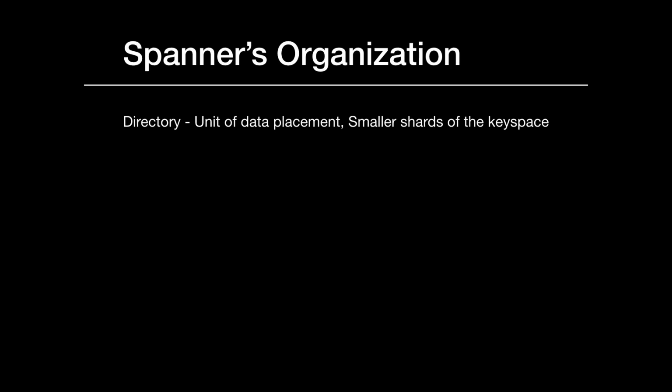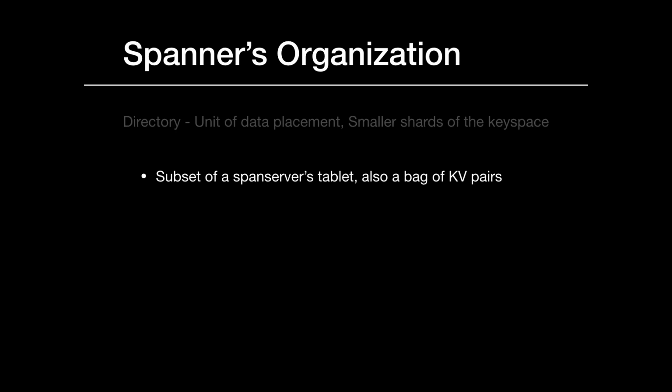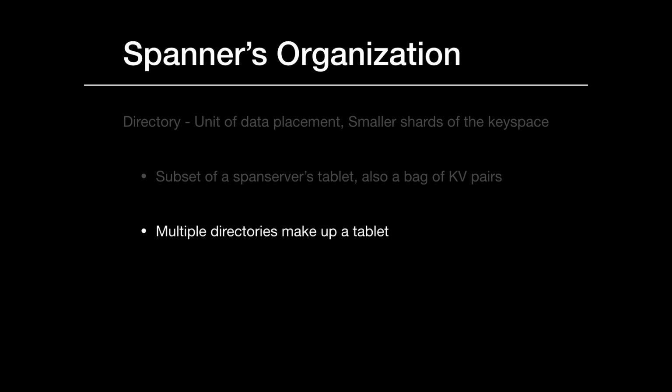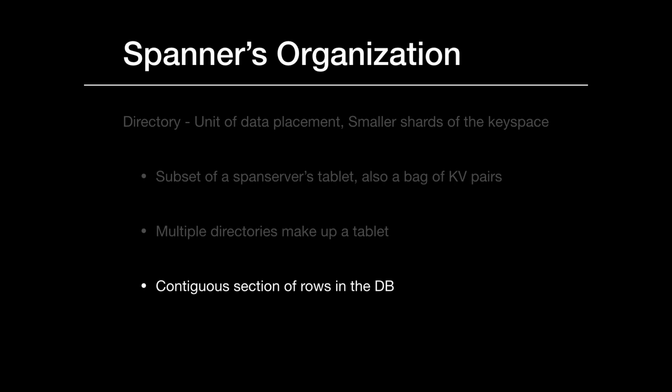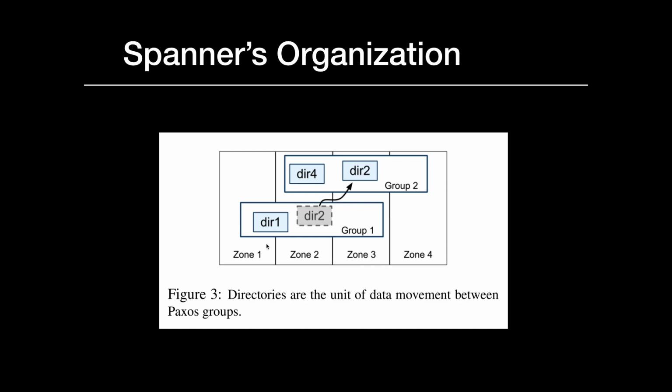introduces the concept of a directory, which is Spanner's unit of data placement. They are smaller shards of the key space than a spanserver's tablet. In fact, they are a subset of a spanserver's tablet, meaning that a spanserver can store multiple directories. A directory is also a bag of these time-stamped key value pairs. We can think of directories as a continuous section of rows in the database, and directories are what are replicated across zones. This figure here showcases directories being replicated across zones as part of a Paxos group.